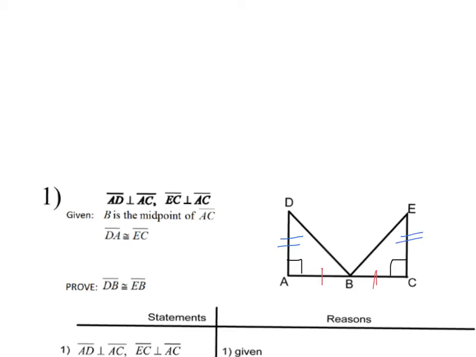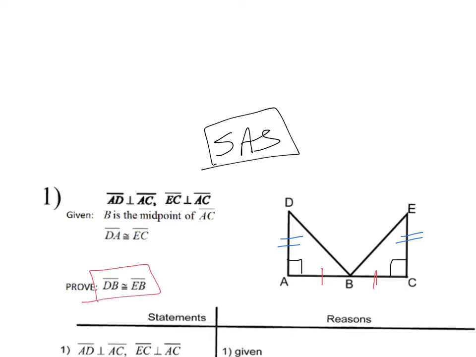Now, the proof itself, I think you all pretty much know what we're going to do. Just in case you don't, we are going to use side angle side in order to get that. And in order to prove that DB is congruent to EB, we are going to use CPCTC, which is corresponding parts of congruent triangles are congruent.